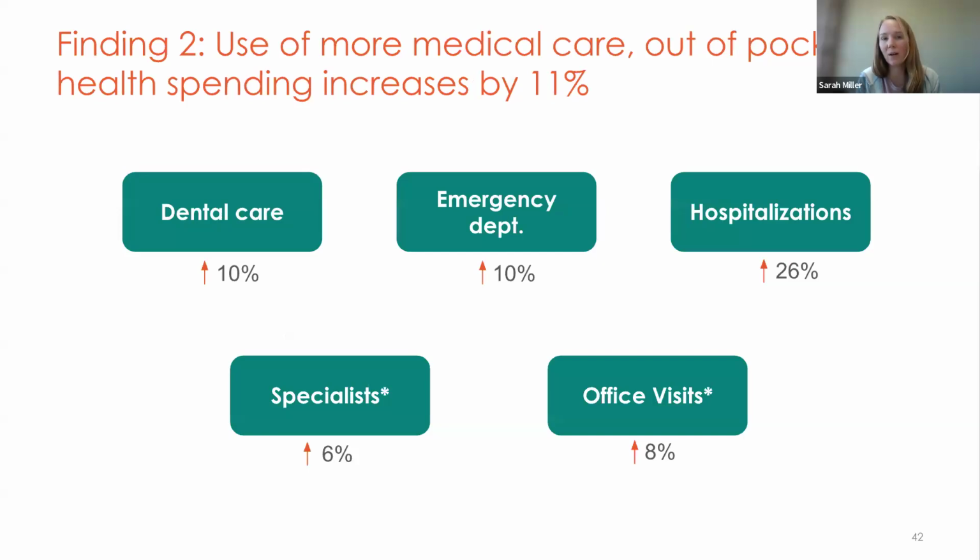The second finding is that we do find some evidence of that first arrow, which is that these income transfers are increasing the use of medical care. We find about a 10% increase in dental care, about a 10% increase in emergency department care, and about a 26% increase in hospitalizations. We also find some suggestive evidence that office or outpatient visits to specialists may have also increased by about 6%, and that primary care office visits could have also increased by about 8%. I have some asterisks next to those outcomes because those are only marginally significant and they're not statistically significant after we account for the fact that we're conducting a lot of tests. But taken together, I think these results suggest that providing people income could increase their use of medical care. Next slide.